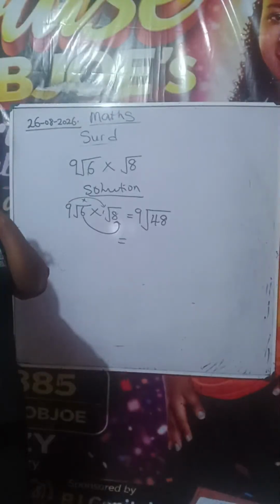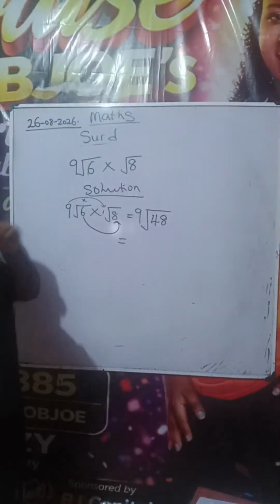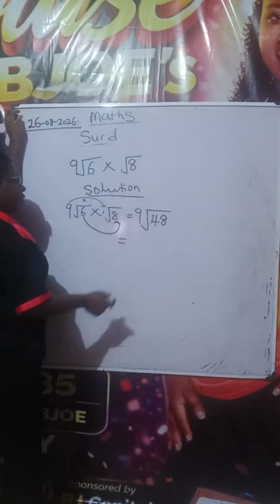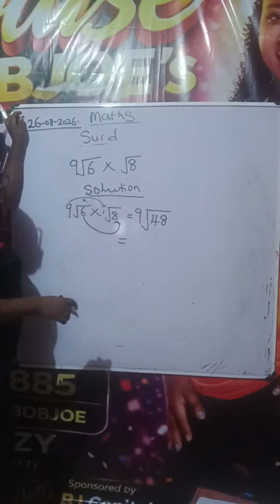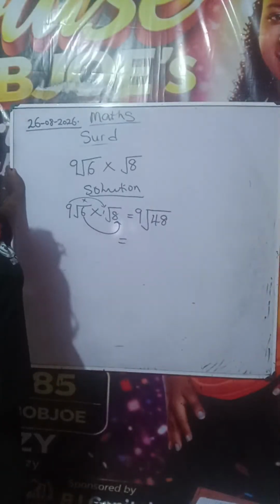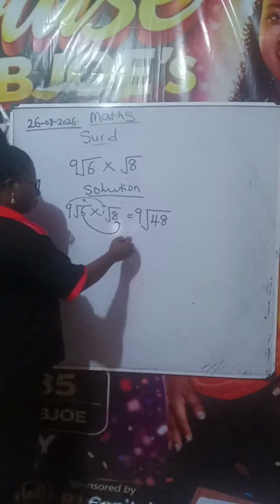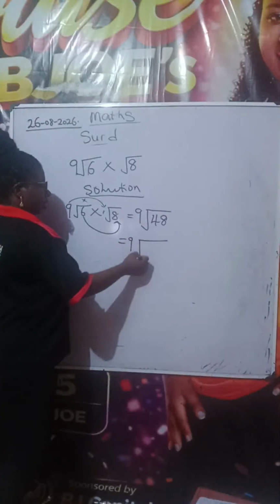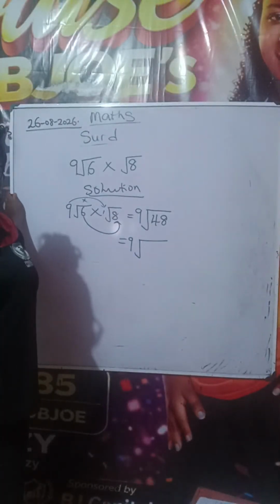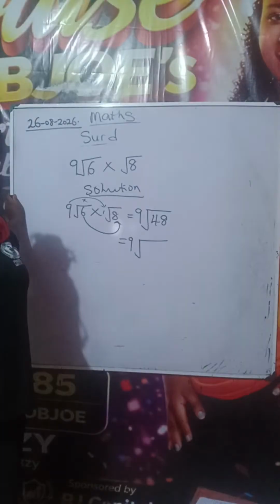What do we do? So now, all we need to do is, this 48, do we have a perfect number inside? Because we need to simplify it. That 48, we need to break it down. So we have 9. Then 48 is the same thing as what? What will give us 48? What perfect number multiplied with any number will give us 48?